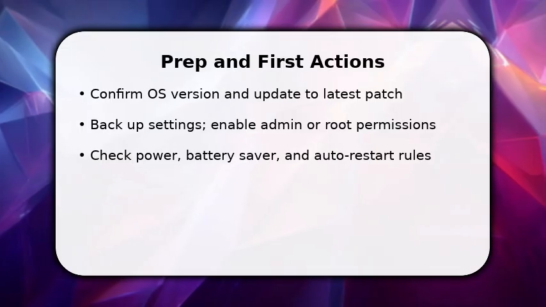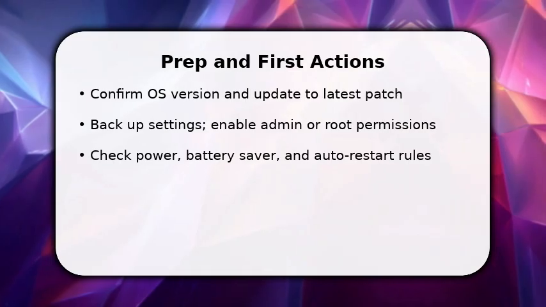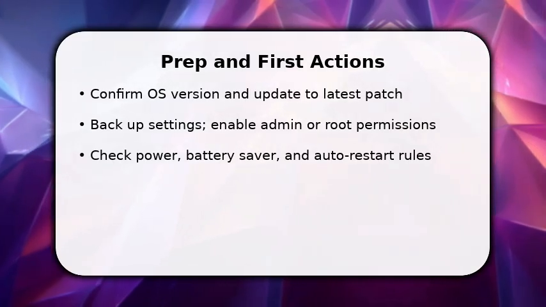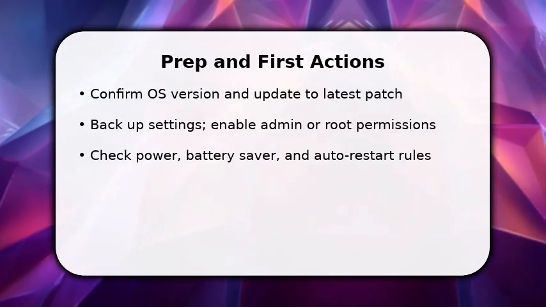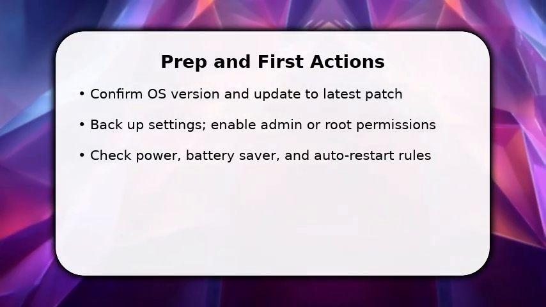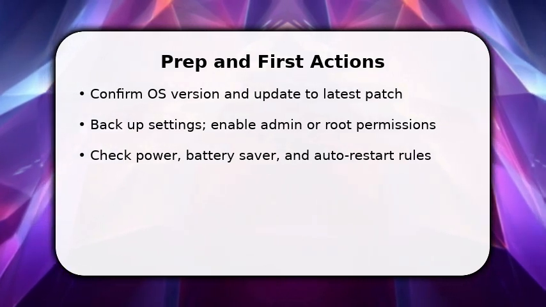Once done, open power and battery saver settings and disable any aggressive app sleep or auto-restart rules that can shut accessibility services off. Make sure device rules for background activity allow persistent processes. These initial steps prevent common automatic shutdown causes.